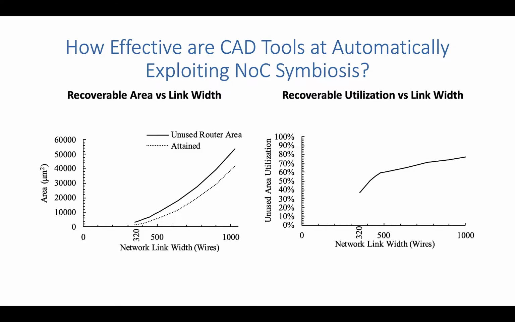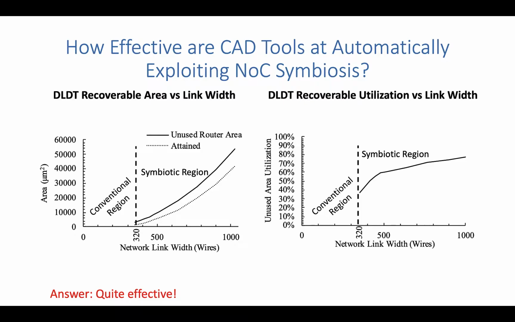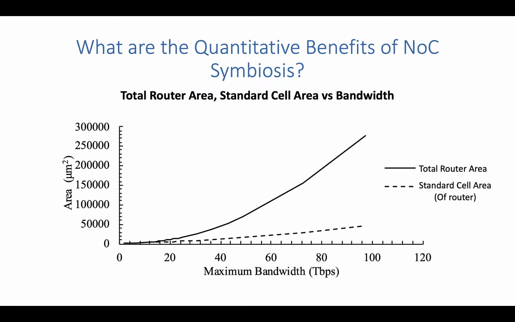As I said, the dotted line divided by the black line. As you can see, initially, the utilization starts at 40%, but quickly increases to 60% and eventually to 80%. So we can conclude, how effective are CAD tools at automatically exploiting NoC symbiosis? And the answer is quite effective. We can achieve 80% utilization of the unused area.